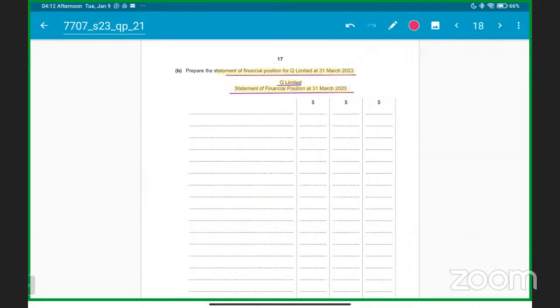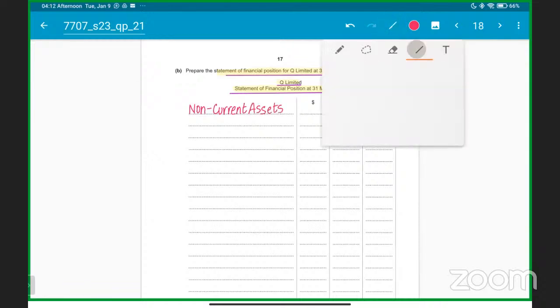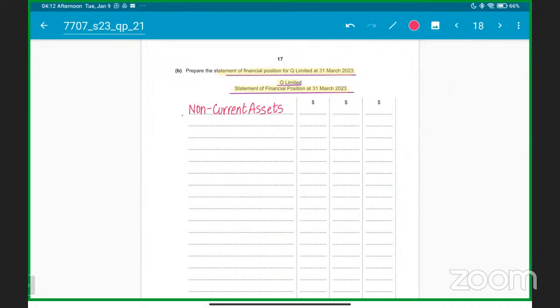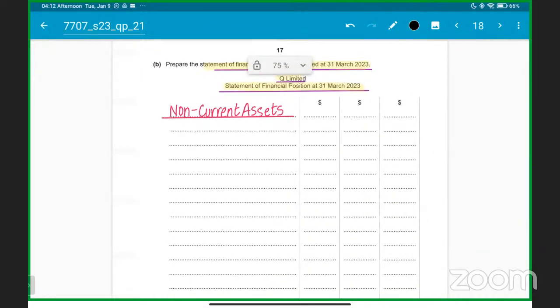Let's start. Always remember, first you will start in a statement of financial position with the non-current assets. Getting it, guys? You will start with the non-current assets. And it will be the cost, depreciation, and the net book value that you have to show. Cost, accumulated depreciation, and the net book value. Guys, I need response. Getting it clear? Following? Yes, sir.